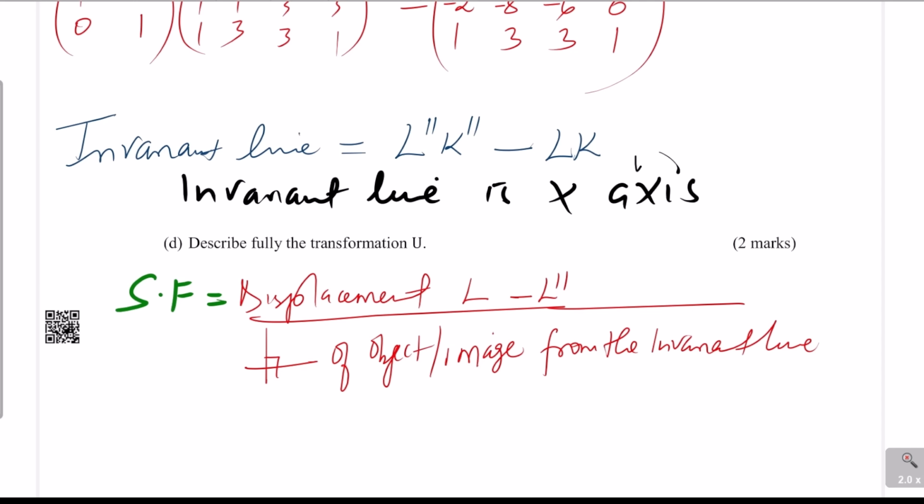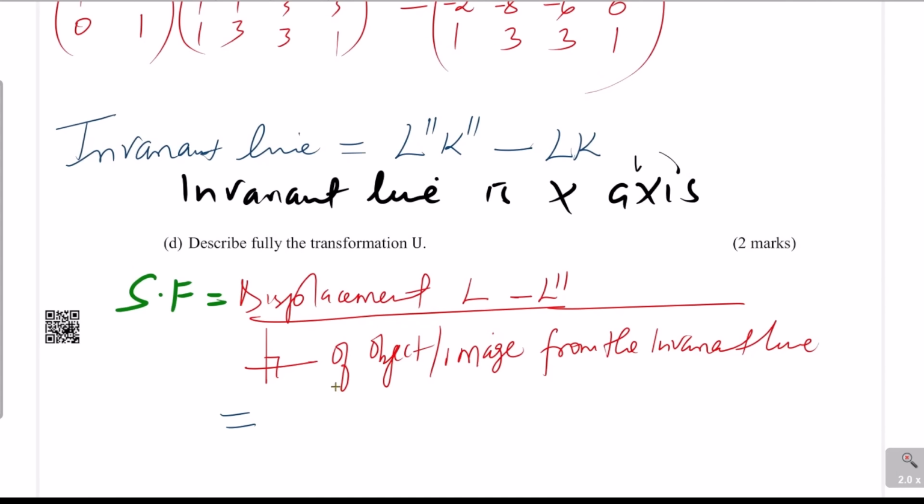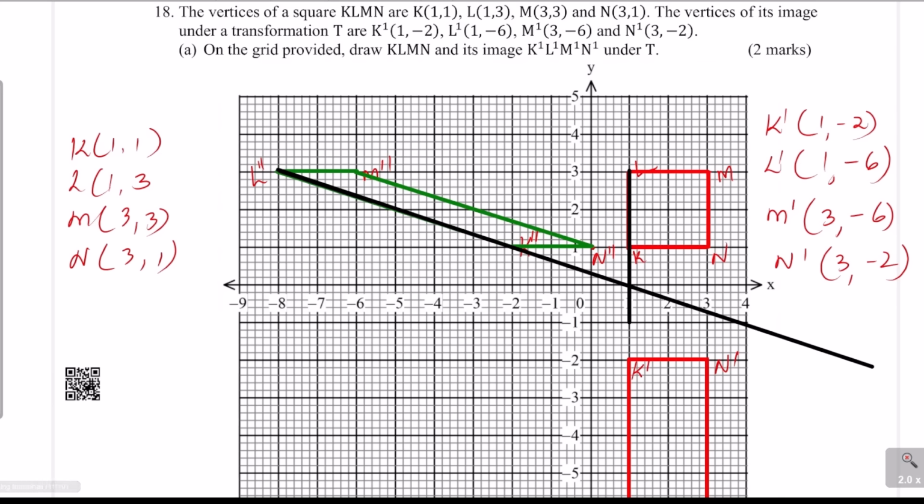So now let's get the shear factor using that. Look at the displacement L to L double prime. Count the number of squares from L to L double prime: 1, 2, 3, 4, 5, 6, 7, 8, 9. There are 9 squares to the left. Because it is to the left, going to the negative axis, you write it as -9, because you can see the image is shifted to the negative part of the axis.